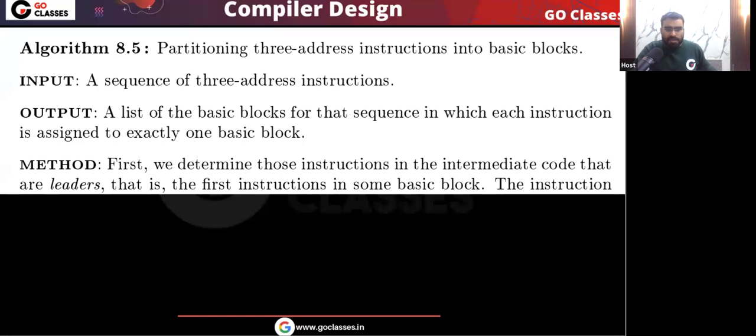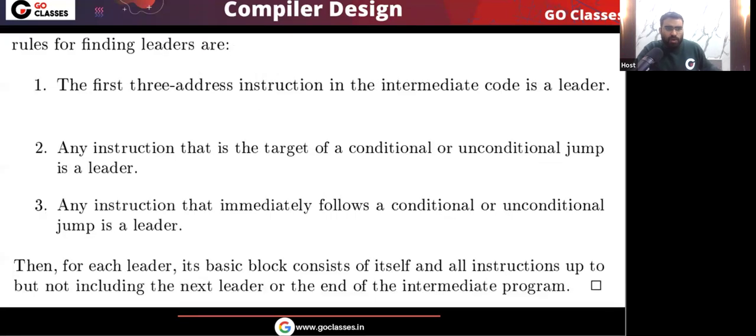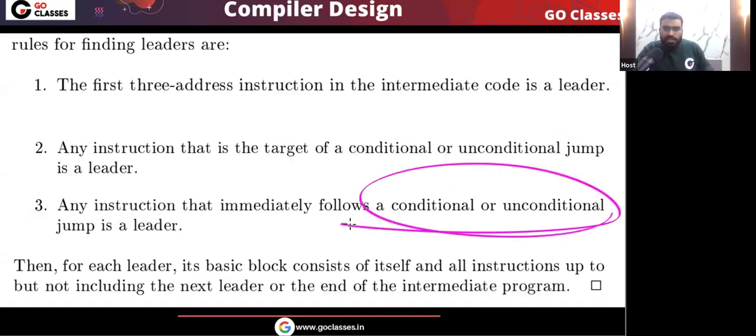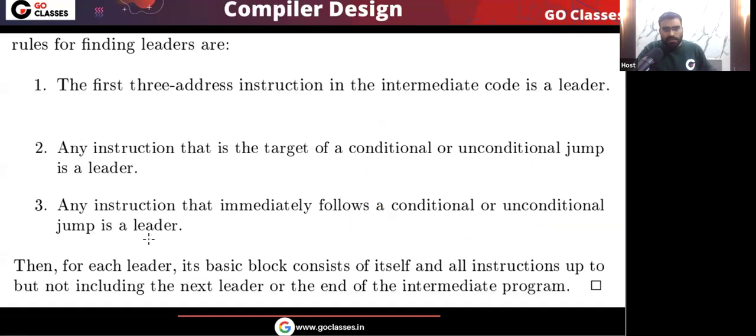So we have seen what a leader is and how to find the basic blocks. These are the rules for finding leaders. The first instruction of the program is a leader. Any instruction which is the target of a conditional or unconditional jump is a leader. Any instruction that immediately follows a conditional or unconditional jump is a leader. And a basic block, you already know, goes from leader to leader, but don't include the next leader.